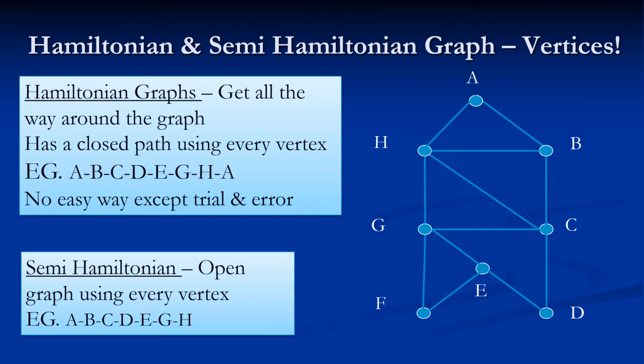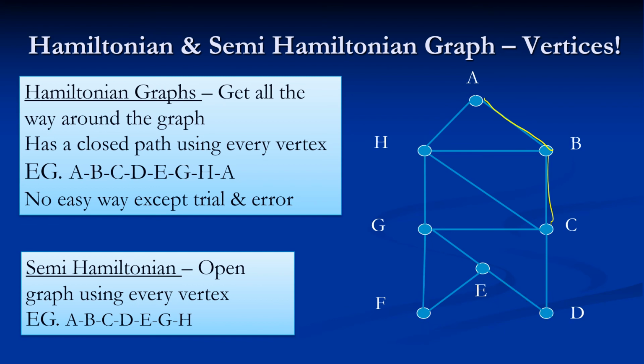Now the vertices are what's important with Hamiltonian graphs. With a Hamiltonian graph, you just want to get all the way around the graph using every vertex exactly once. Now there's a variety of different ways we can do this. So we could just, for example, go A to B to C to D to E to F to G. Now that would be an open one, and we could close it off that way as well.